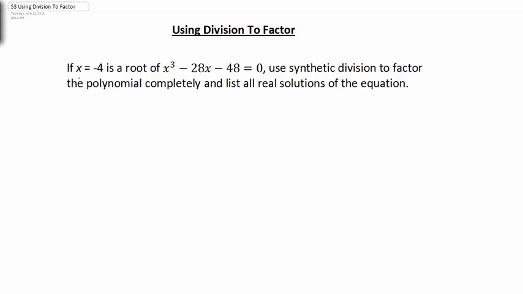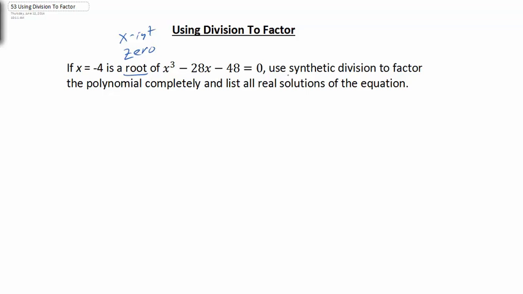So it says that if we have x equals -4 is a root. Now when you hear this word root, we could think of that as a 0, or that's really the same thing as an x-intercept. So if x equals -4 is a 0 of x cubed minus 28x minus 48 equals 0, basically what that means is if you plug -4 in, it's a solution. It's going to make this equal to 0. So you can say -4 is a solution to this particular equation.